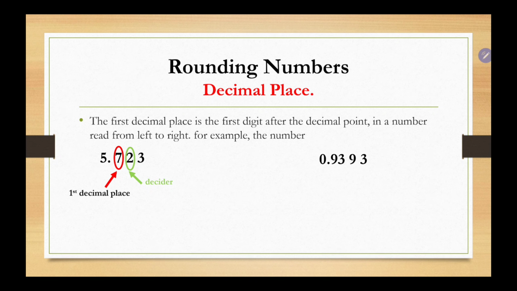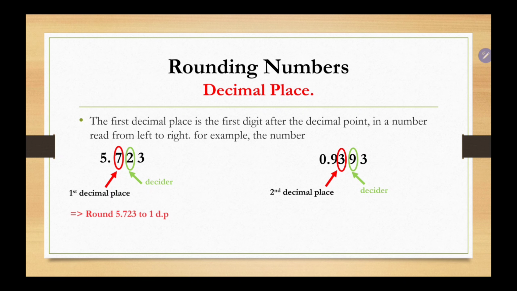Another example would be 0.9393, and we can see here that the second decimal place is going to be 3. The number which comes after it is 9, and that will be the decider. Okay. So let's look at an example of how we can round these numbers.